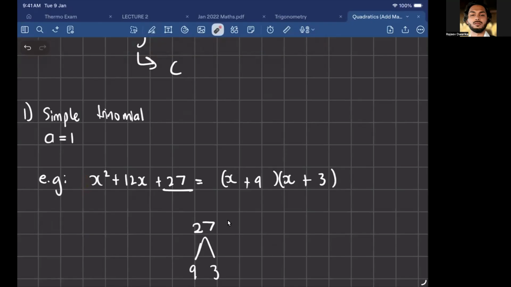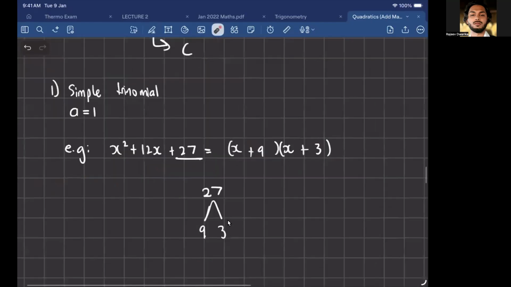All you're going to do is look at the last term. How could you multiply to get 27, but also add to get the middle term? If you multiply 9 by 3, you'll get back 27. And if you add 9 and 3, aren't you going to get back 12? Yes, sir. So you can put the plus 9 and the plus 3 any way. You can say plus 3 plus 9. Either is fine. But that's a quick example there.